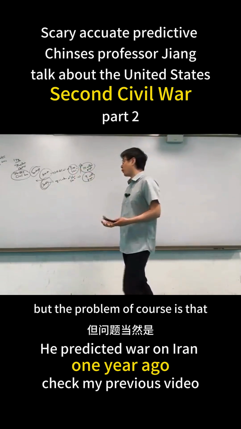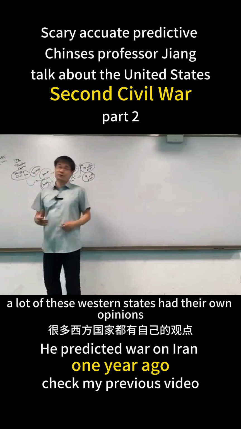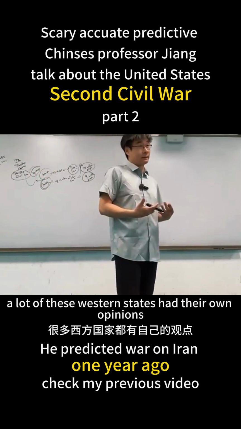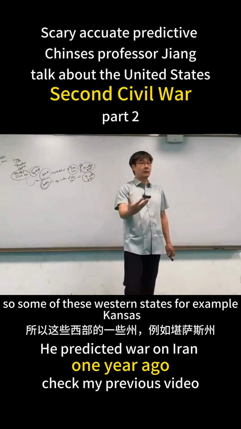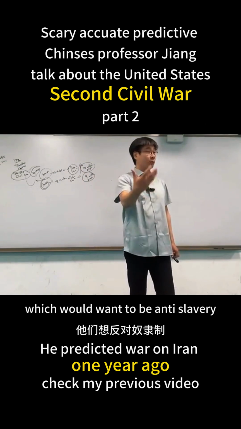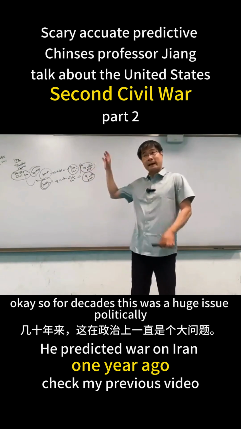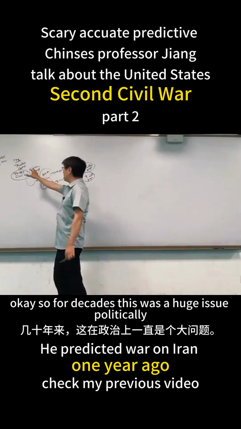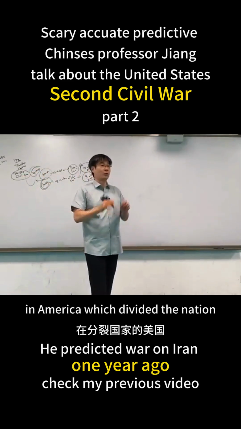And the solution, what they call the Missouri Compromise, is that for every one state that came in as pro-slavery, the next state had to be anti-slavery, okay? Does that make sense? To maintain a balance. But the problem, of course, is that a lot of these Western states had their own opinions. So some of these Western states, for example, Kansas, would want to be anti-slavery, okay? So for decades, this was a huge issue politically in America, which divided the nation.